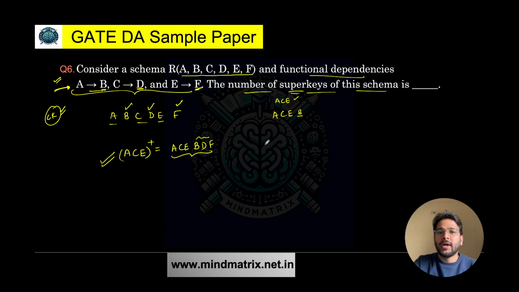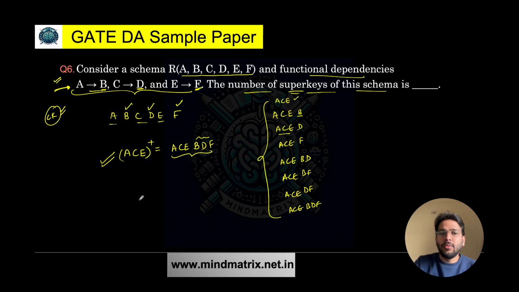If you add B, that is also going to be a super key. If you add D, that is also going to be a super key, because ACE itself can determine all the attributes. You can have ACEF also, that is also a super key. You can have BD also, similarly you can have BF also, DF also. What else? You can have all the attributes also, because superset will contain everything. So BDF also. So all these are your super keys.